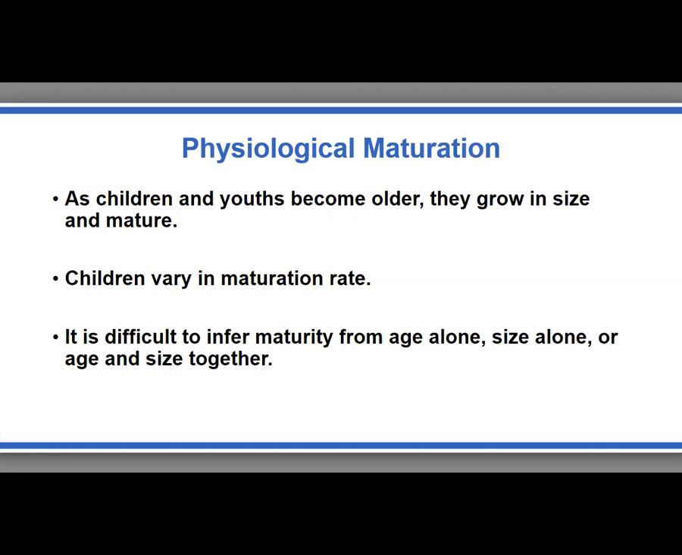Physiological maturation. As children and youth become older, they grow in size and mature. Children vary in maturation rates, and it's difficult to infer maturity from age alone, size alone, or age and size together, because again, you have what we call early bloomers, late bloomers, and those that are right in the middle. When we're talking maturation, there's a difference between physical and mental and emotional maturation that you could also take into account as well, right?